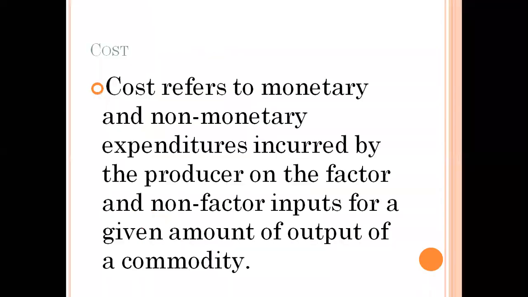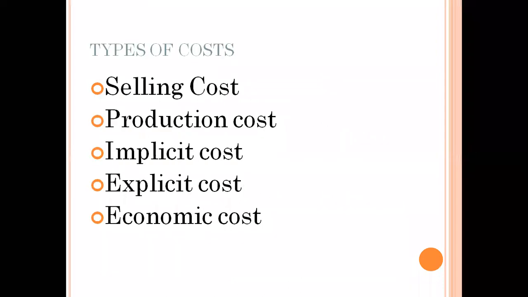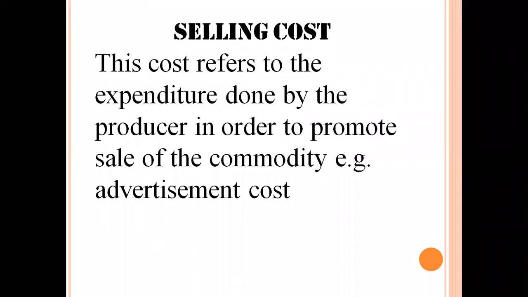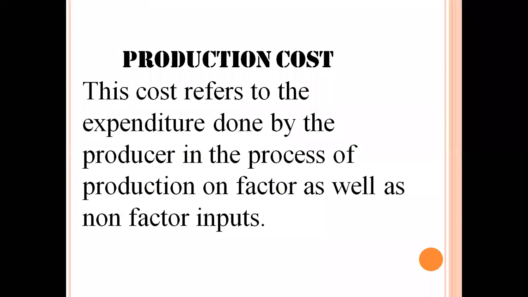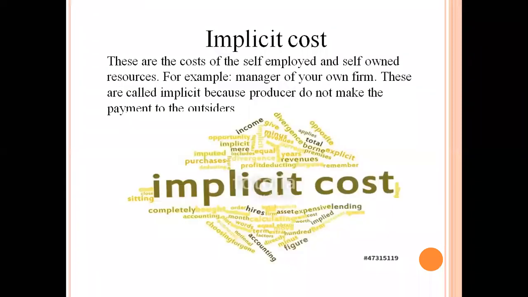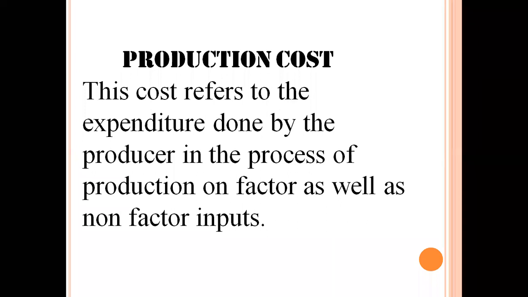Let me revise once again. The cost in general, we have studied this general meaning of cost. Then these are the types of cost which we have studied. First is the selling cost. Selling cost means the cost which is incurred in order to promote the sale of a commodity through advertising. These are the different advertisement costs, which is ultimately the selling cost. Then production cost. This is the cost incurred on production of various goods and services, the total cost which is incurred on production.